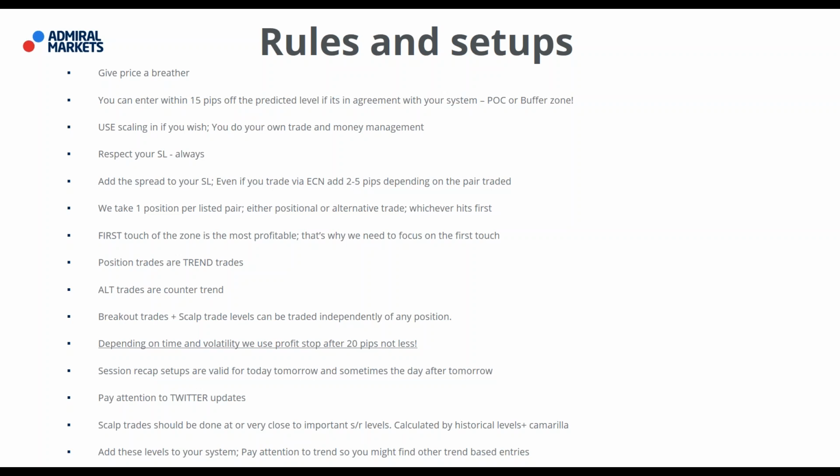Positional trades are trend trades. Alternative trades are counter trend trades. Breakout trades and scalp trade levels can be traded independently of any position. Don't forget it. Depending on time and volatility, we use profit stop after 20 pips, not less. So the least amount of pips that we want to take is 20 pips. Sometimes, guys, we can take less than 20 pips, but it's only if you see that pairs don't move, and that you might not be able to make any profits because the pair is ranging, or has started to get back in the zone, so then you might close it for a little bit less than 20 pips.